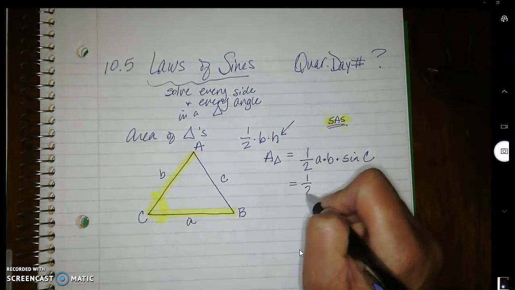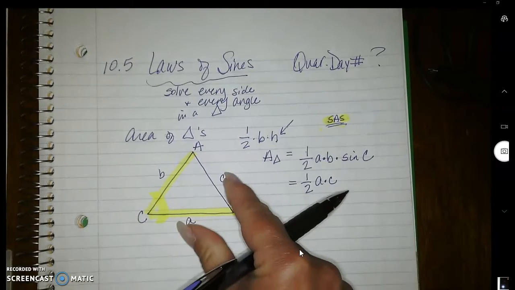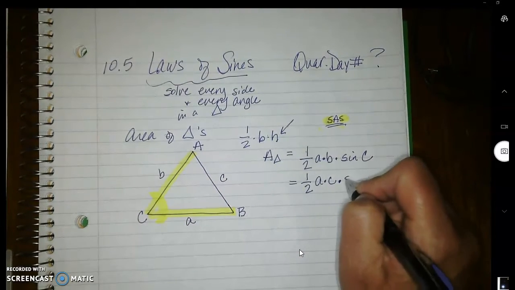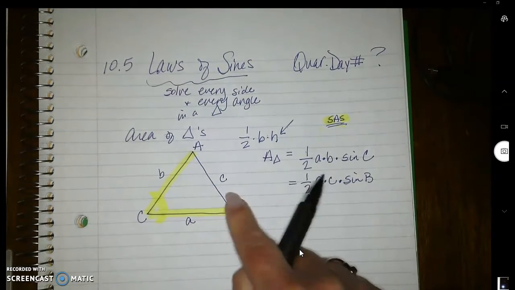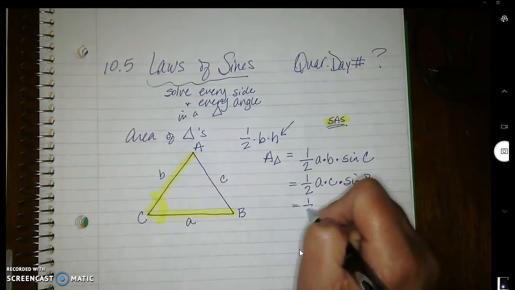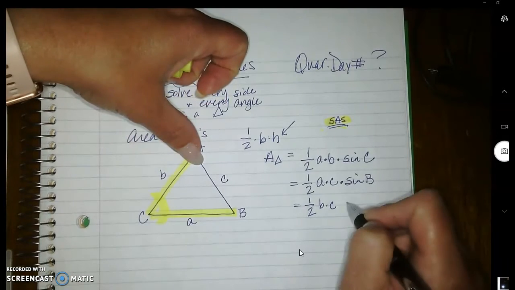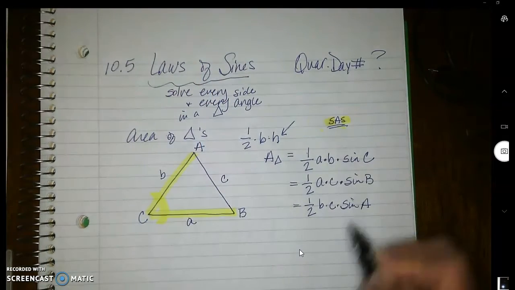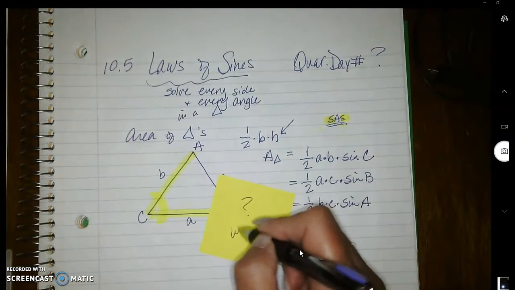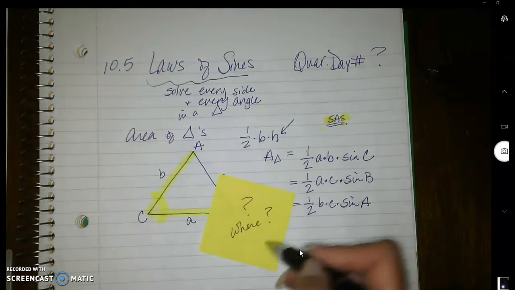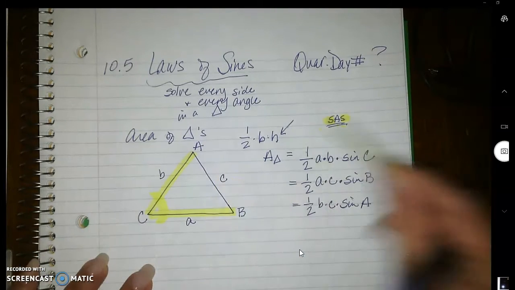So what happens if you have a and c? If you have a times c, this formula will also let you find the area of the triangle by doing the sine of the angle in between. So a c, sine of angle B. You can also do sides b and c, times the sine of A. One of my challenges for you is, where did this formula come from? I've kind of already mentioned it a little bit. See what you think or what you can come up with.